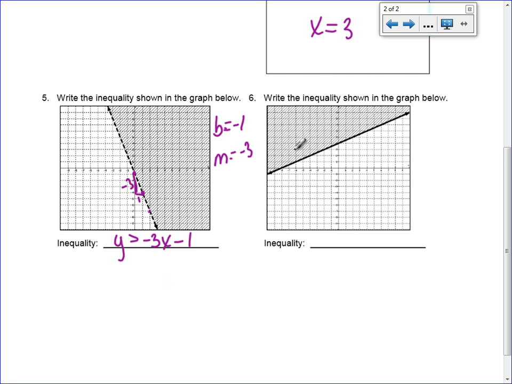So let's do the next one. This one has a solid line, so it's going to be an or equal to kind of symbol, and if you look, it is shaded above, so it's going to be y is greater than or equal to, because now my line is solid, so I get to underline it.